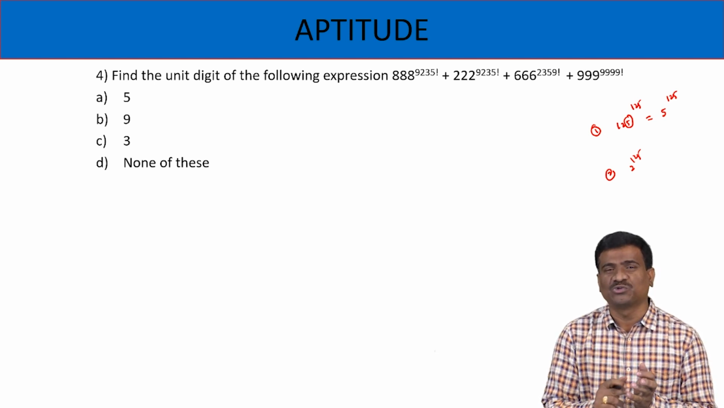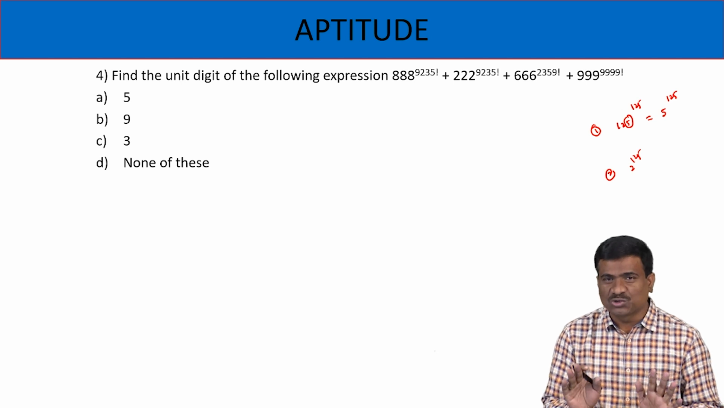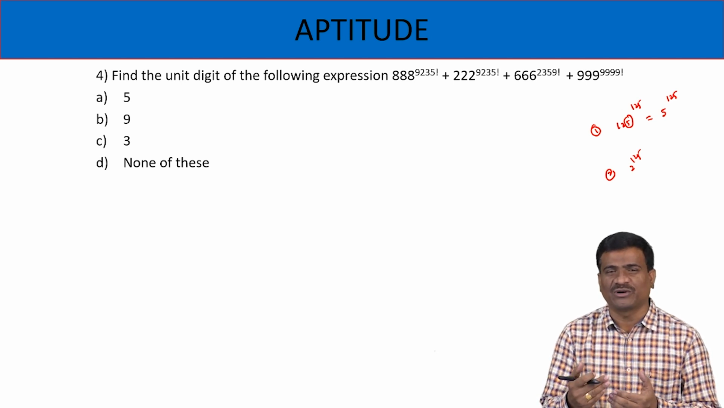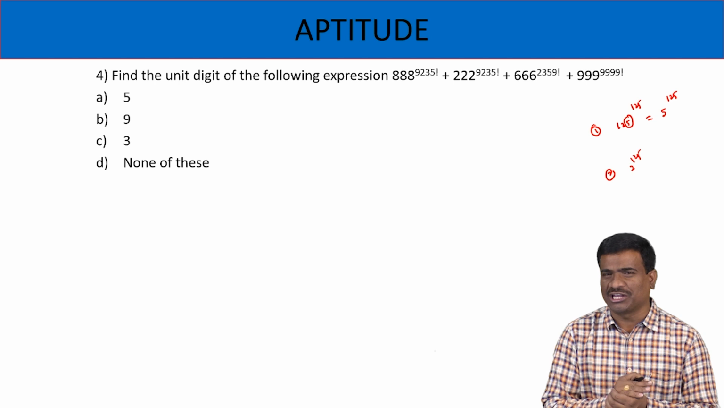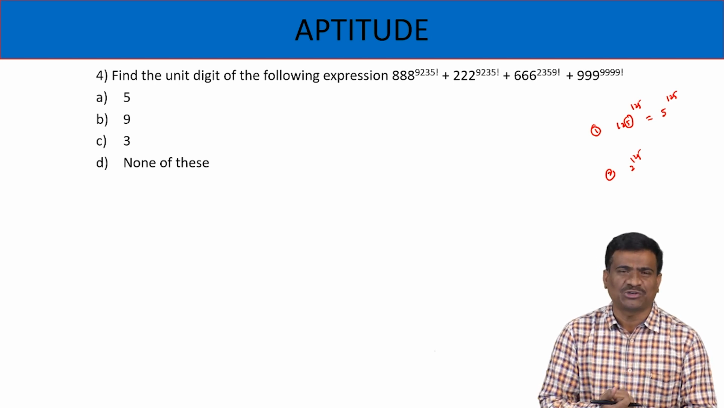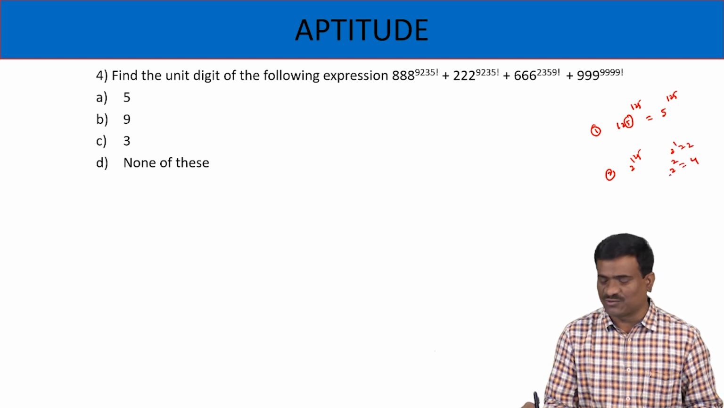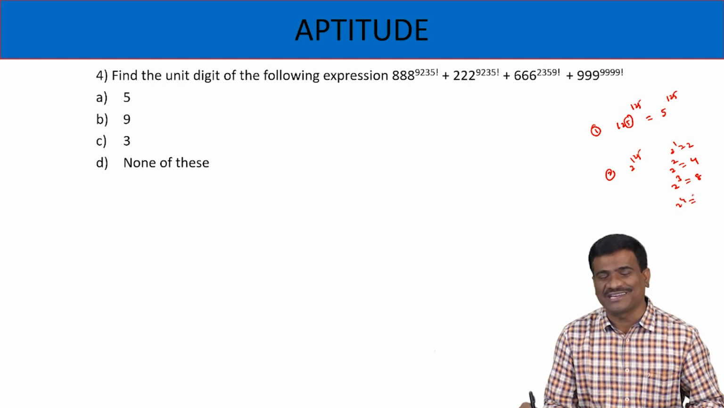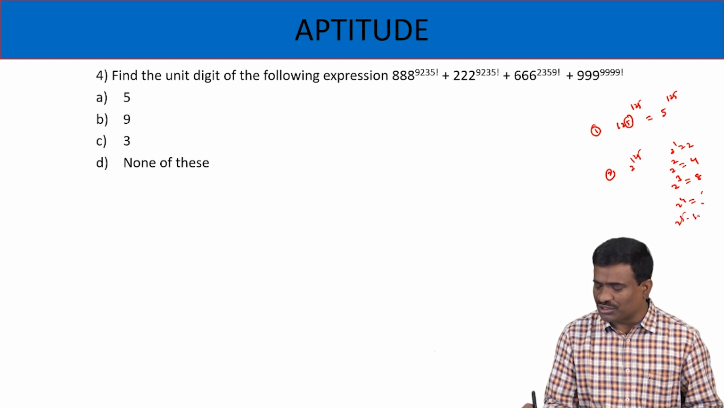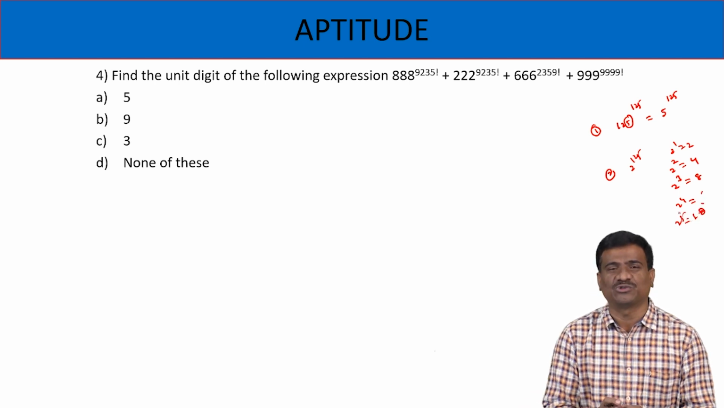Third property: the 2, 3, 7, 8 method. Here the cyclic repetition is important, that observation is important. Suppose 2 to the power of 1 is equal to 2, 2 to the power of 2 is 4, 2 to the power of 3 is 8, 2 to the power of 4 is 16. We want only the unit digit, which is 6. Next, 2 to the power of 5 is equal to 32. The unit digit is equal to 2.